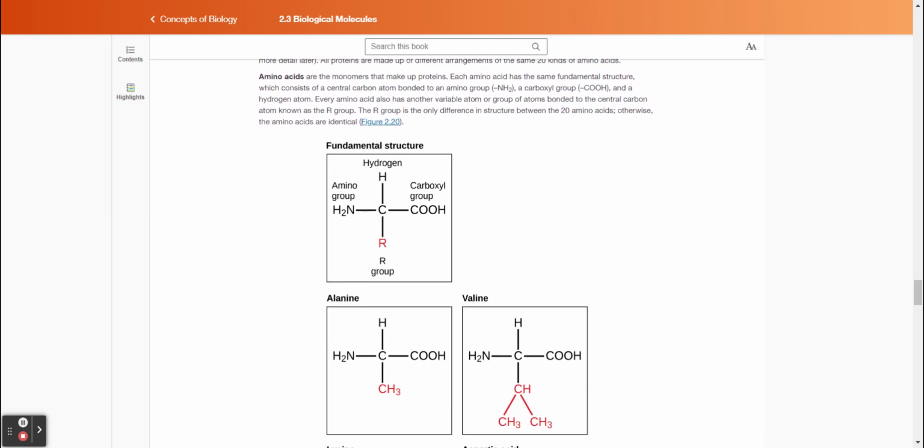Amino acids are the monomers that make up proteins. Each amino acid has the same fundamental structure, which consists of a central atom bonded to an amino group, a carboxyl group, and a hydrogen atom. Every amino acid also has another variable atom or group of atoms bonded to the central atom, known as the R group. The R group is the only difference in structure between the 20 amino acids. Otherwise, the amino acids are all identical.